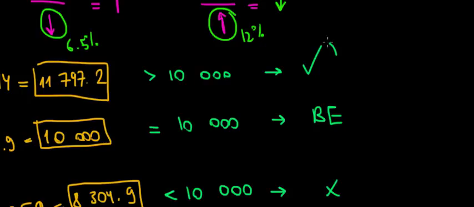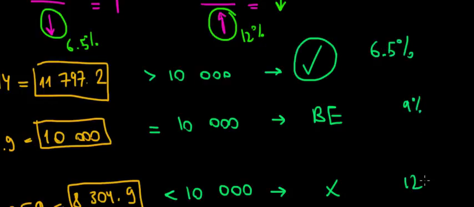So we would go for this case. When we discount at a lower interest rate, in this case at 6.5%, it is more advantageous for us than when we discount at 9% or at 12%. I hope this makes sense. We are done.